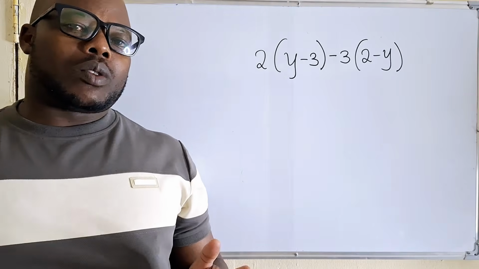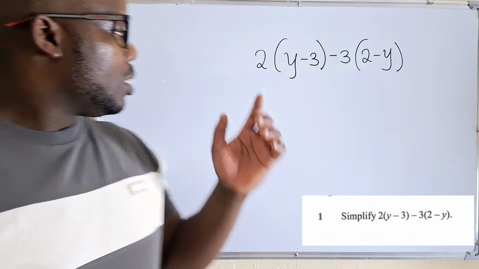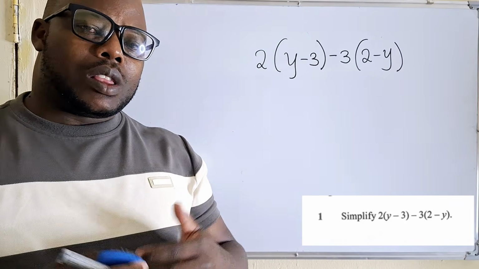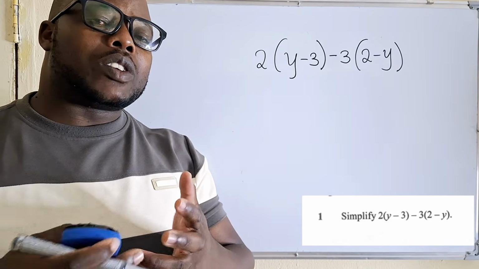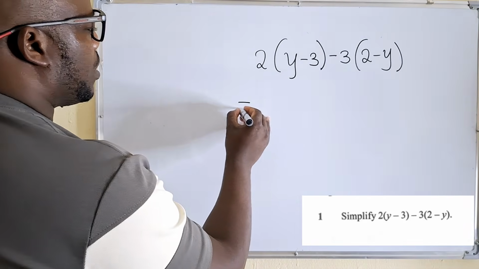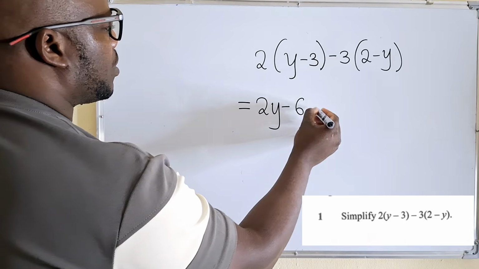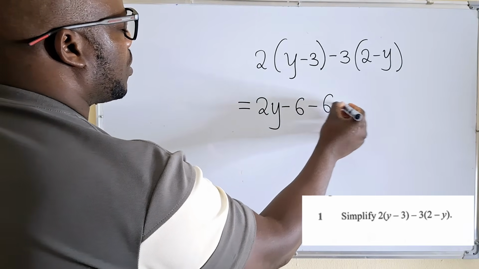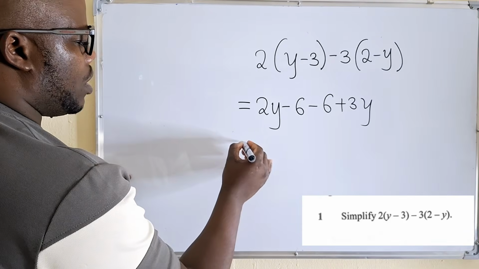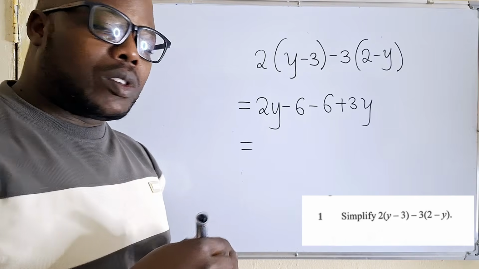So to answer question 1, we first need to distribute a 2 and a -3. That simply means we're getting rid of the brackets. So this will be a 2y minus 6 plus 3y. Okay? And from this point, we now group the like terms.